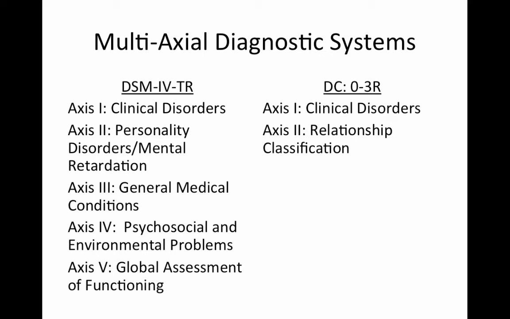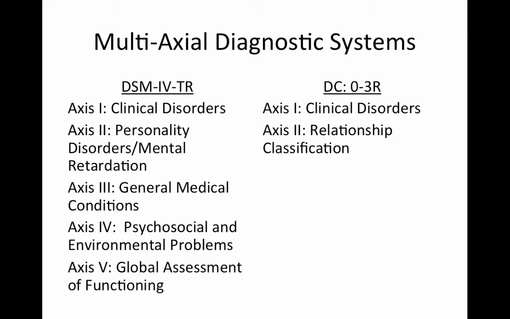There are two different ways to evaluate a relationship classification for Axis 2. The first is the Parent-Infant Relationship Global Assessment Scale, which is a scale of 0 through 100, where a score of 91 to 100 represents a well-adapted relationship, and a score of 0 to 40 represents a disordered relationship. The area in the middle would represent relationships which show some tendencies toward a disordered relationship, but do not necessarily fall into a disordered range.